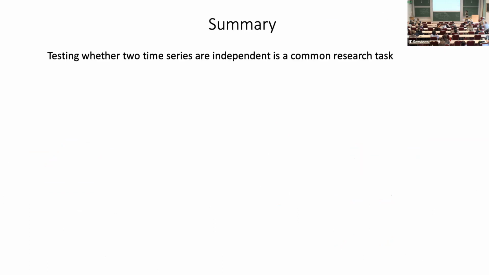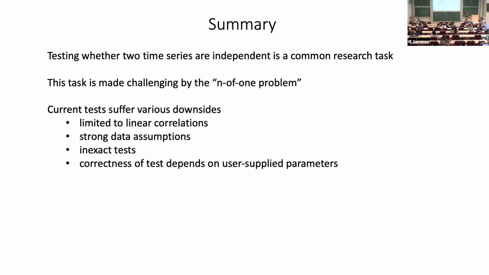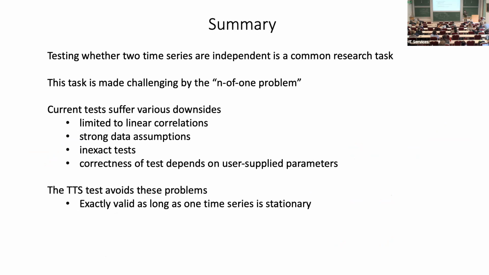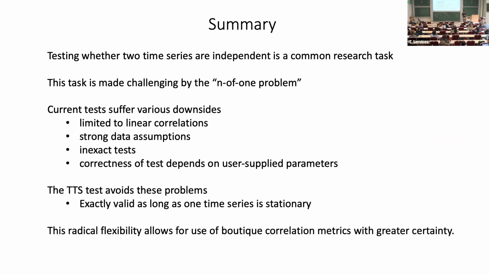Summary. Testing whether two time series are independent is a common research task made challenging by what I call the N of 1 problem, when we only have one time series. Tests suffer all these problems, and so the TTS test avoids them. Of course, no free lunch. It is more conservative, but this radical flexibility allows us to use boutique correlation metrics with much greater certainty.